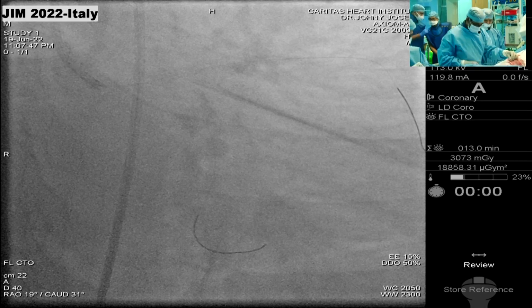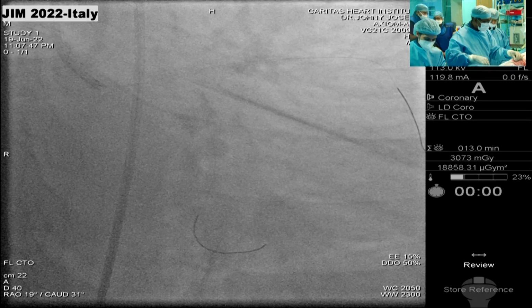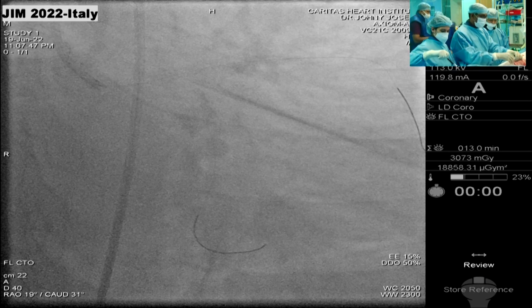occlusion was in the mid LAD. So that needs special attention. Generally, 18 to 20, let him do that NC balloon dilatation of the mid LAD.